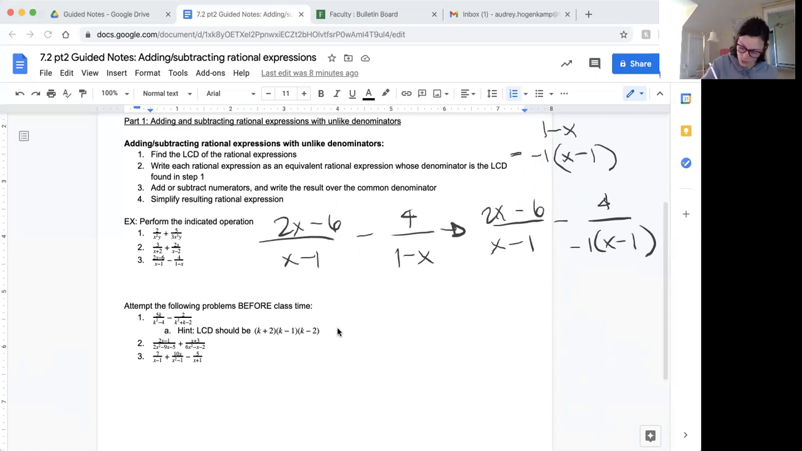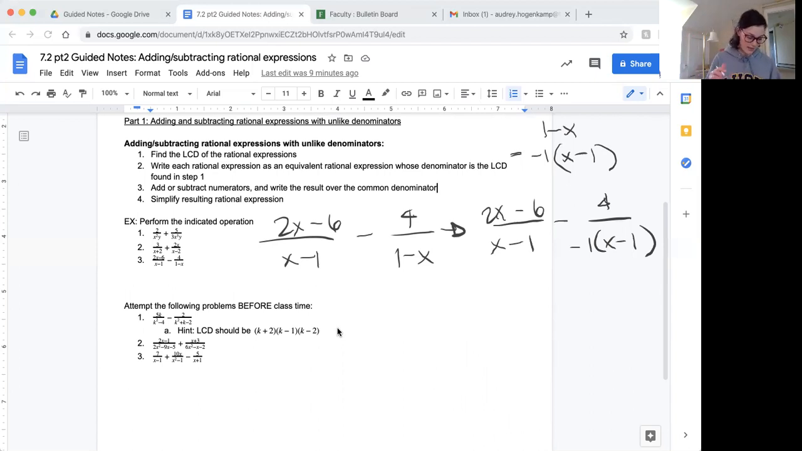Because again, -1 times x minus 1 is equivalent to my original denominator, because look, if I distribute that -1 back in, I get -x plus 1 or 1 minus x, which was my initial denominator. So factoring out that -1 doesn't actually change the problem at all, but now it makes it easier to list your least common denominator, right? Because now you can see that one of your common factors here is, in fact, x minus 1.